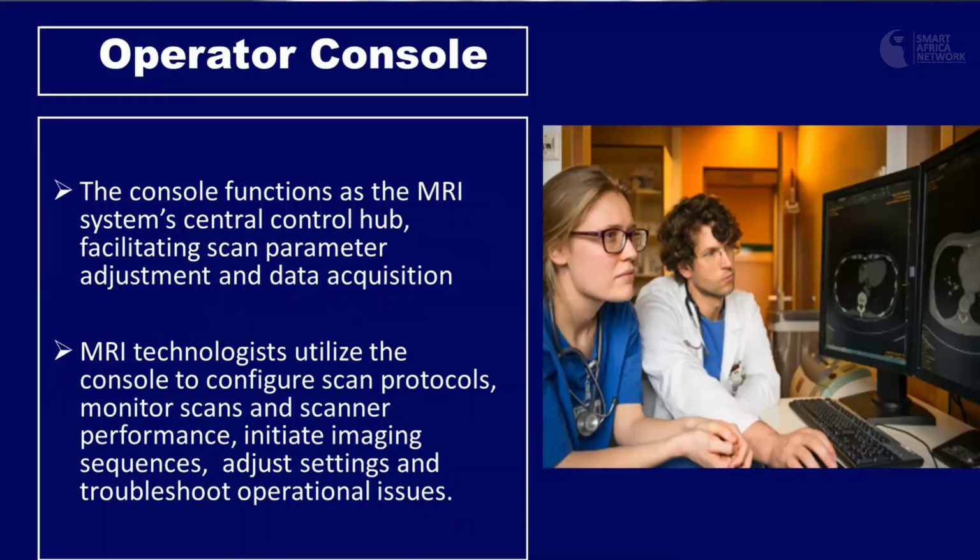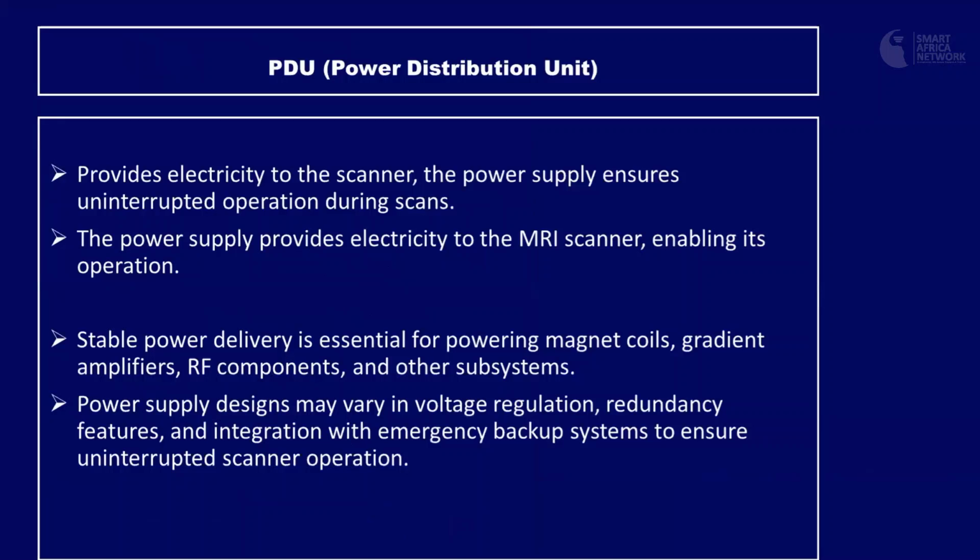And we'll talk about the operating console. This is where the technologists or the radiographers configure scan protocols, monitor the scan, initiate imaging sequences, adjust settings, and troubleshoot generally. And then the power distribution unit. For you to have an MRI scan, you need constant and stable power delivery. It's very essential for powering the magnetic coils, the gradient amplifiers, and the other components.